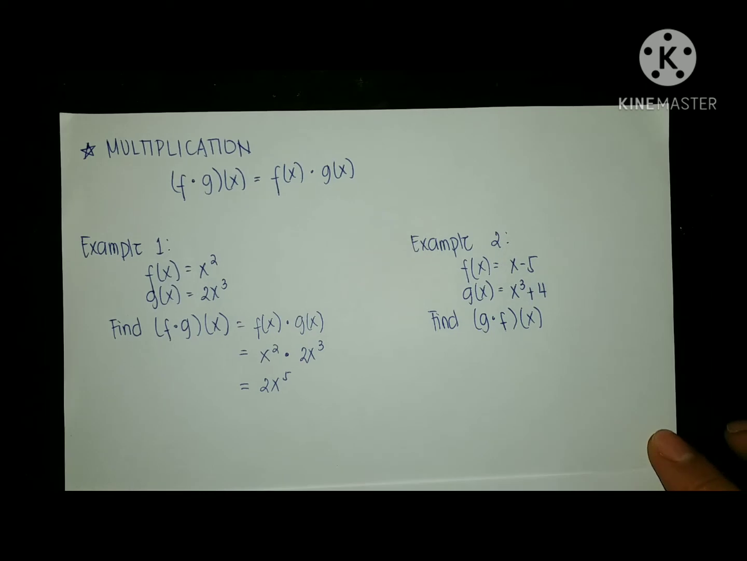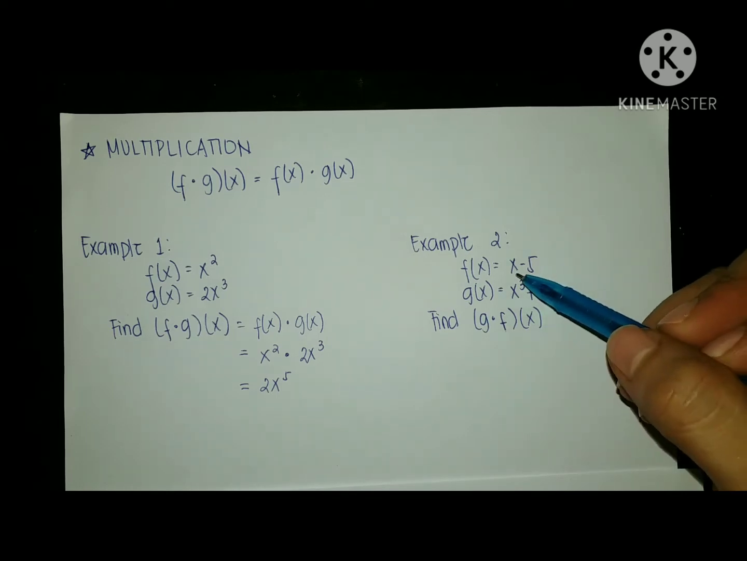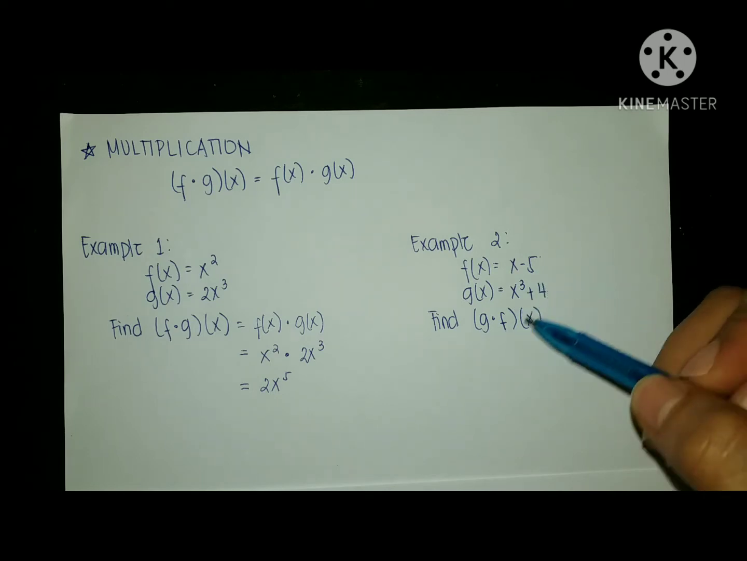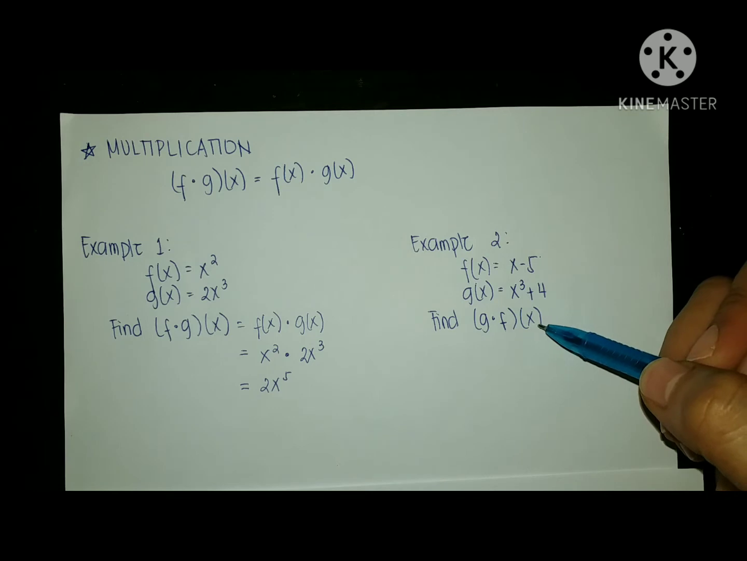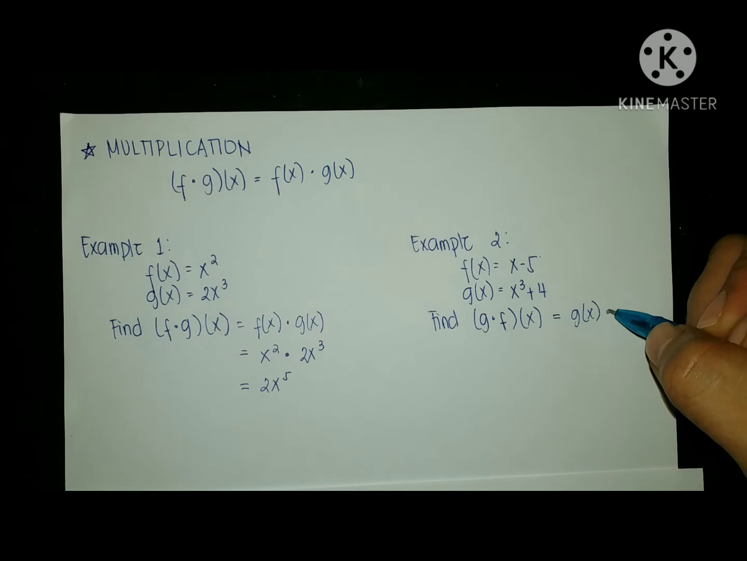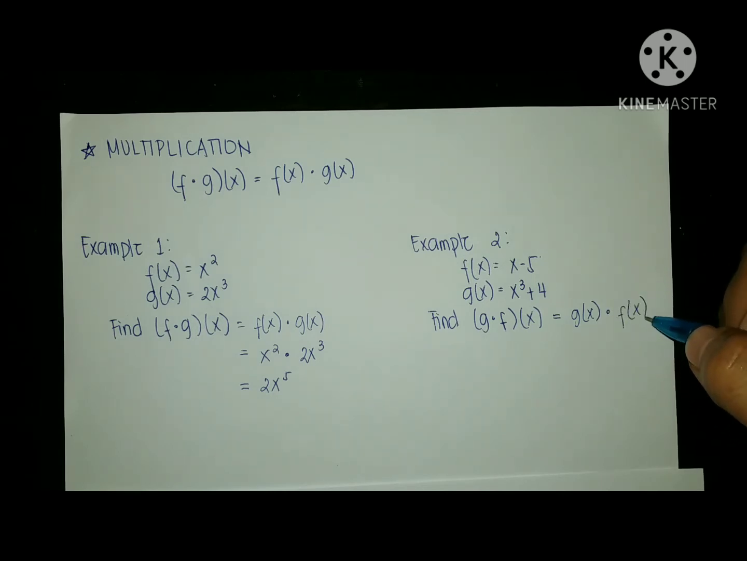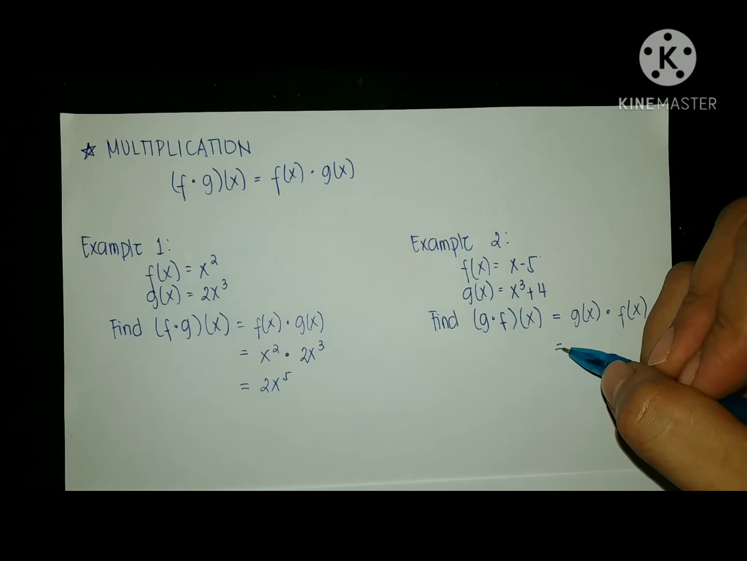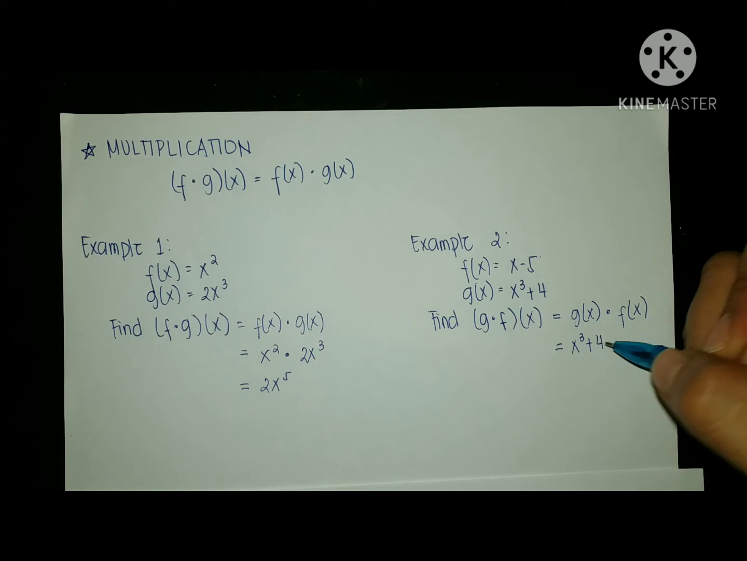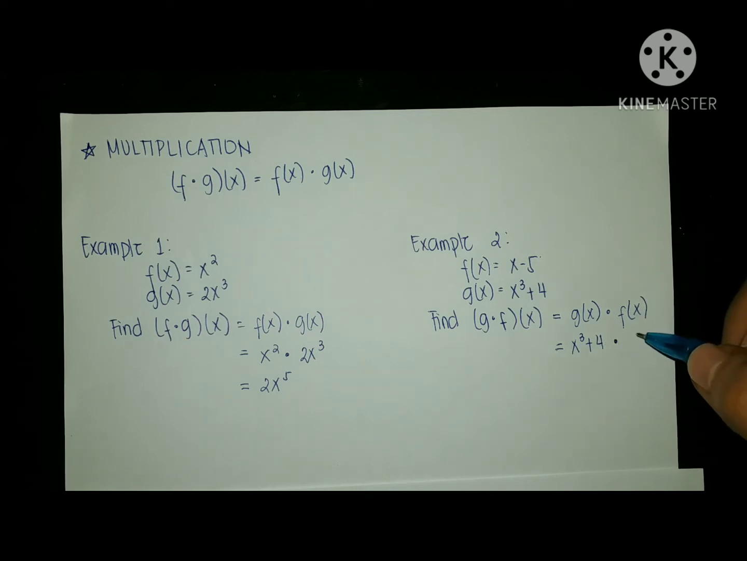So another example, we have the functions f of x and g of x. f of x is x minus 5, then g of x is equal to x cubed plus 4. Find g times f of x. That is also the same as g of x times f of x. So replace g of x with its function, that is x cubed plus 4. Then times f of x, which is x minus 5.